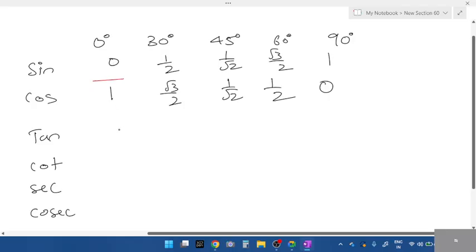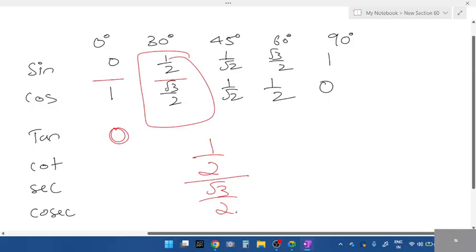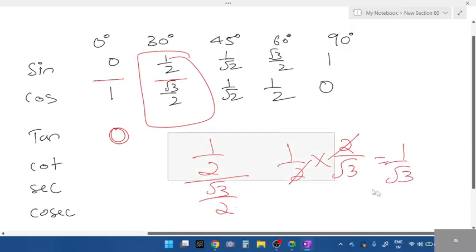What is 0 divided by 1? 0 divided by 1 is 0. Then what are the other ones we have? 1 by 2 divided by root 3 by 2. If you divide, what happens to root 3 by 2, students? It becomes 2 by root 3. The 2 and 2 get cancelled. What's the answer? 1 by root 3.